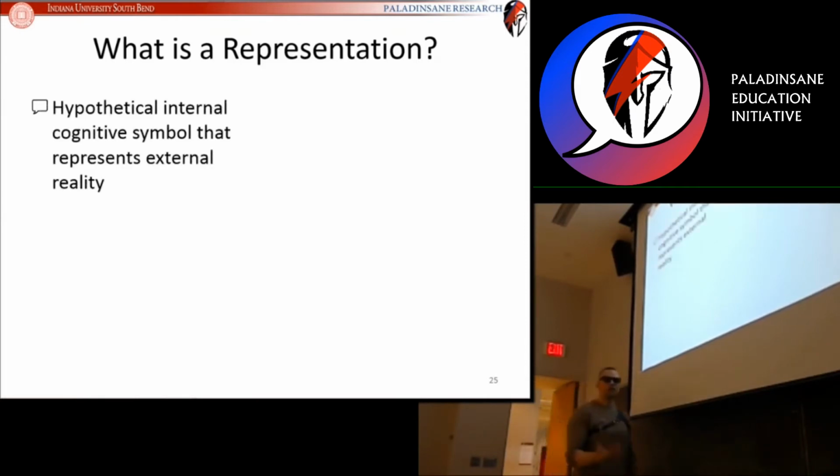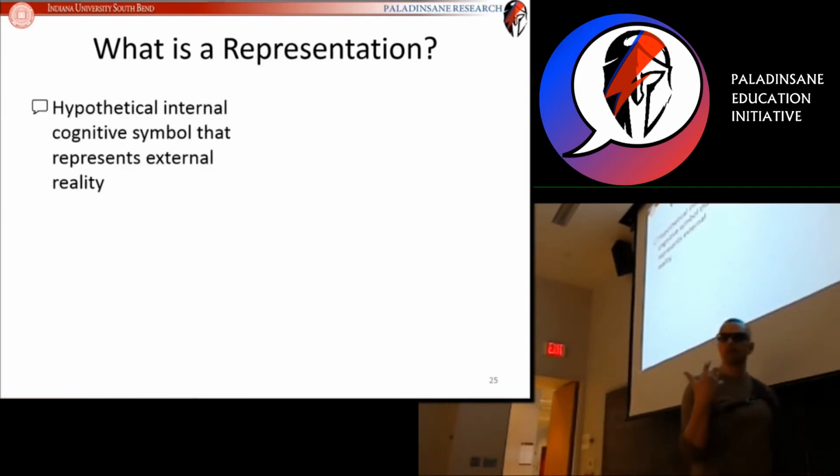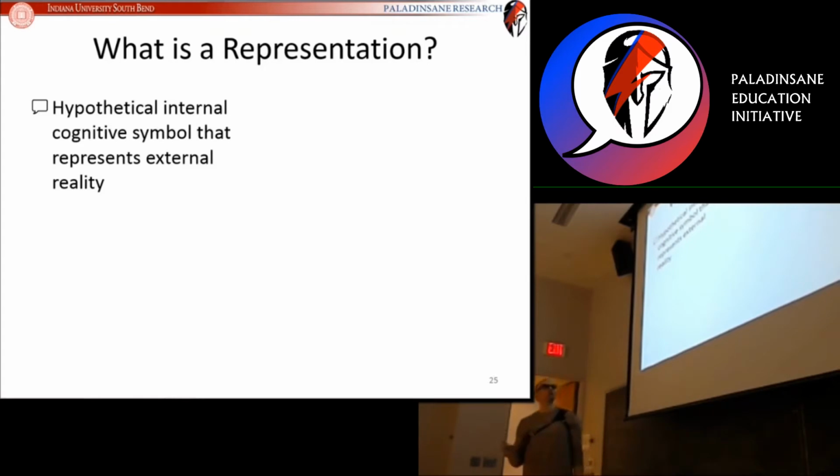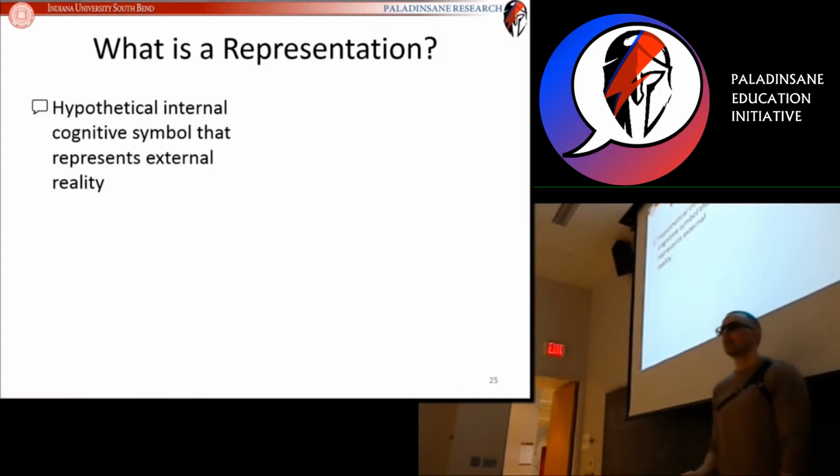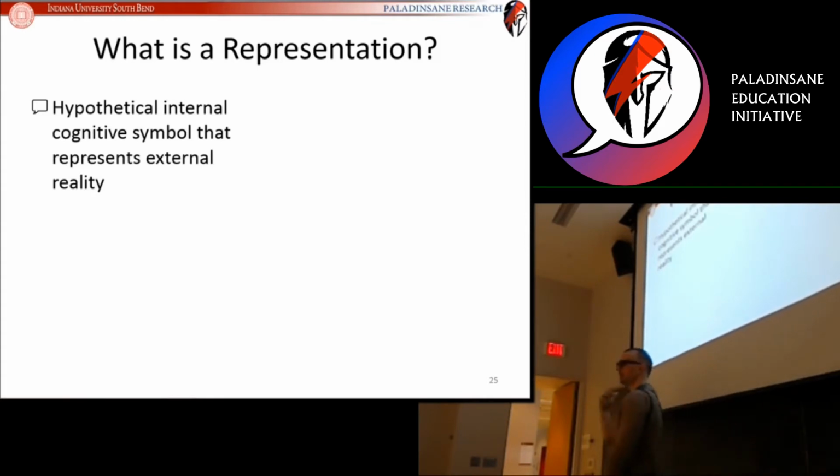Well, all that a representation is, is a hypothetical symbol. But it's an internal symbol. It's a hypothetical symbol that your mind uses, and it represents or stands in for some sort of external reality. So it's something in your mind that is standing in for something that really exists.